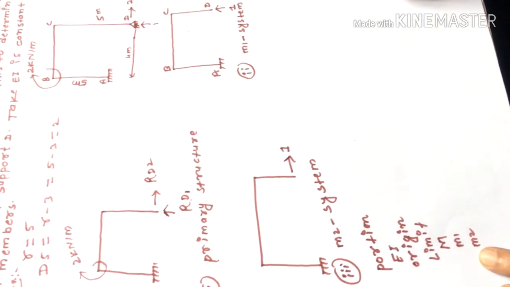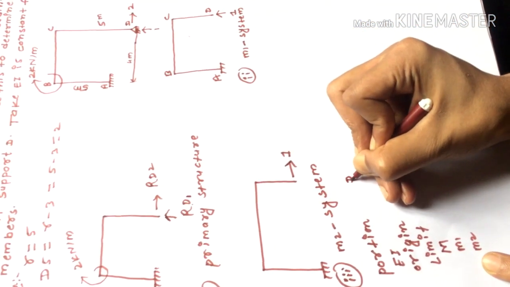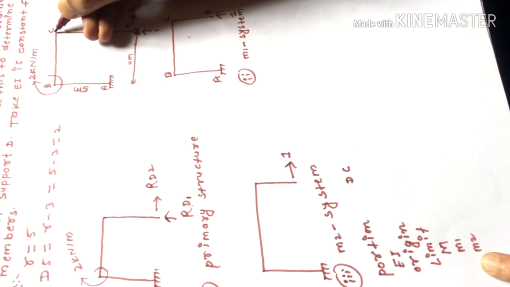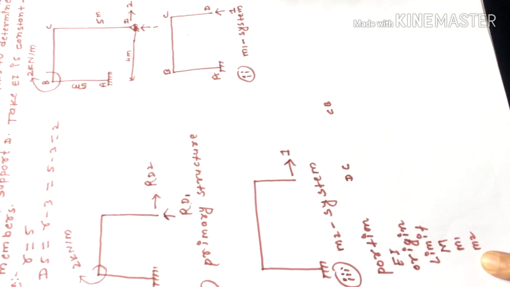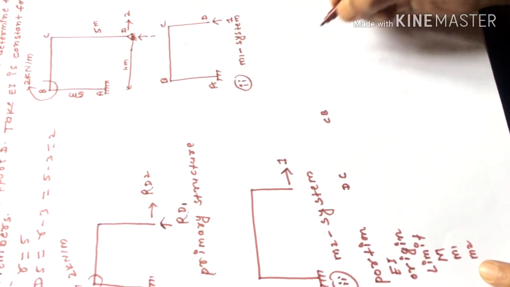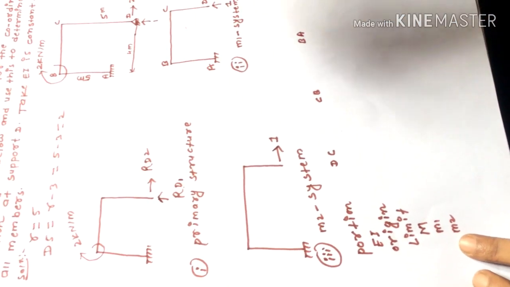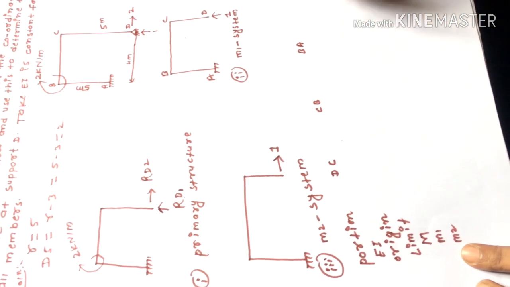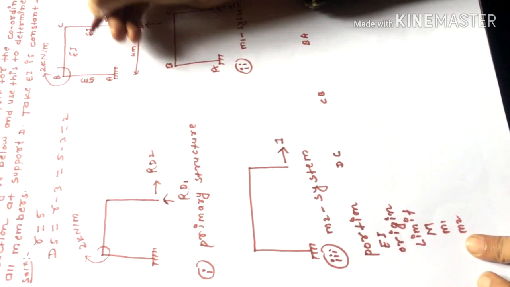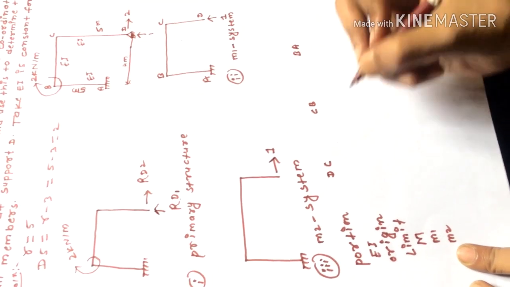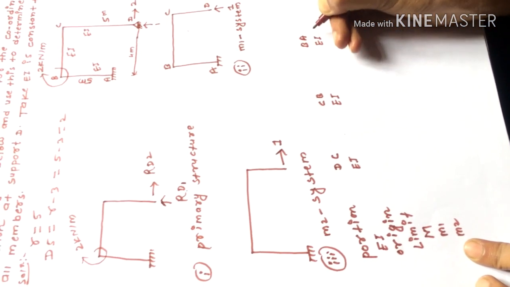So in the figure we can see our first portion is DC. So let us write the portion, the first portion is DC. Second, the second portion is CB. Let us write the second portion. And the third portion we can see in the figure is BA. Now in the question we can see EI is constant for all members. So EI and EI for member AB. So EI is constant for all members.